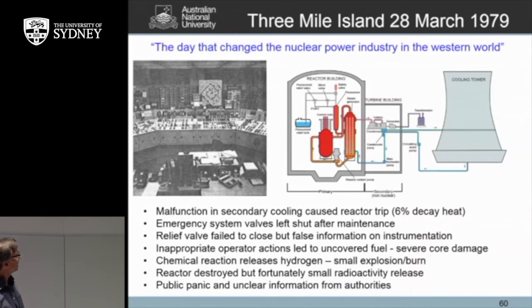What happened with this reactor was that there was a fault. It's in fact a known fault or a common fault in the secondary cooling circuit, which caused a reactor trip. So the reactor scrammed, it tripped, turned itself off, but you still have decay heat. So you need to keep the core cool. So the secondary system cut in, but there'd been maintenance done and they hadn't opened the valves on the secondary cooling circuits. That was one problem.